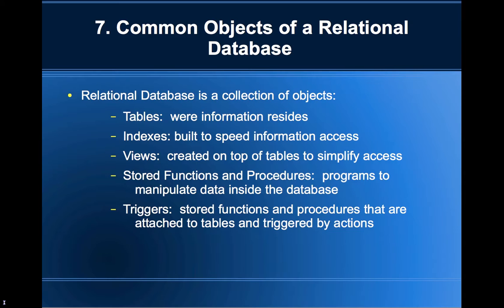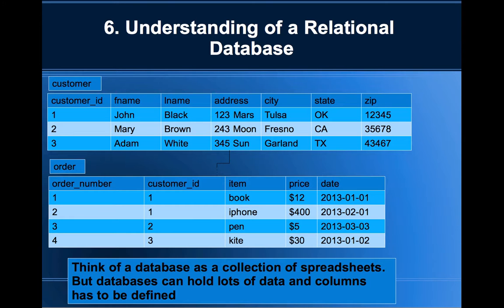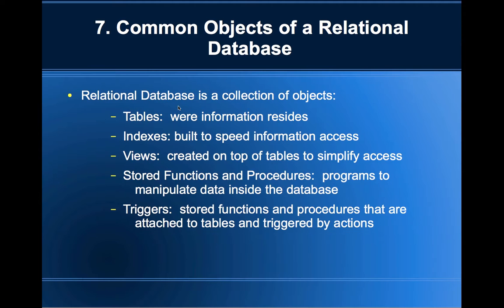For example, let me go back to this example here. You're most probably going to be doing a lookup on the customer by first name and last name. So you're going to create an index on the first name and an index on the last name. So that's what an index is. It allows you to have a faster lookup on the table information. There are views, which are created on top of a table to simplify access. All those we can get to later on in more detail in later presentations.